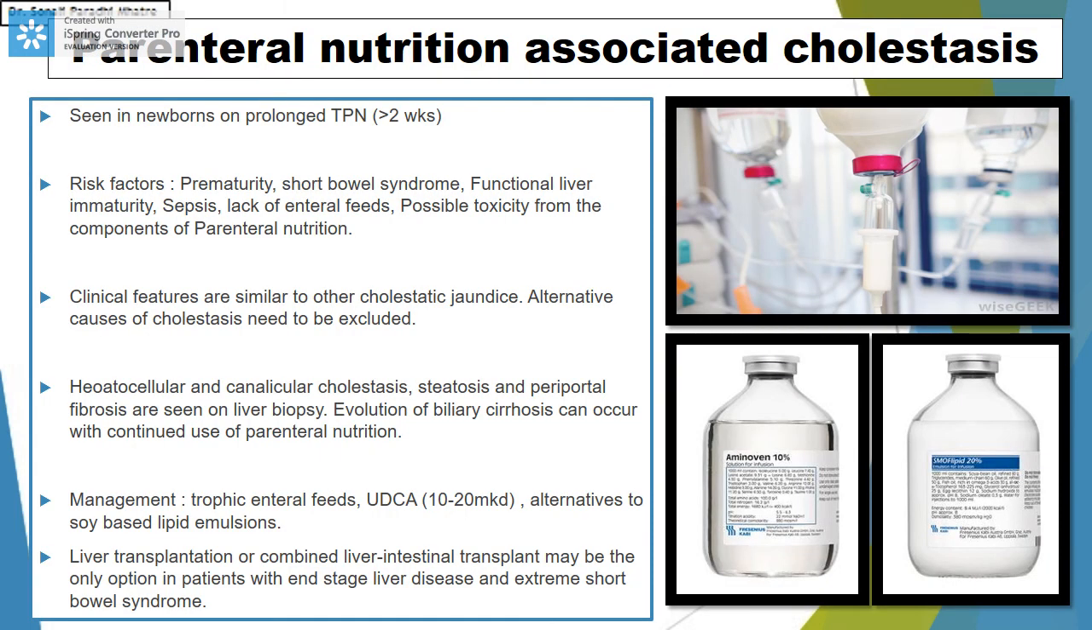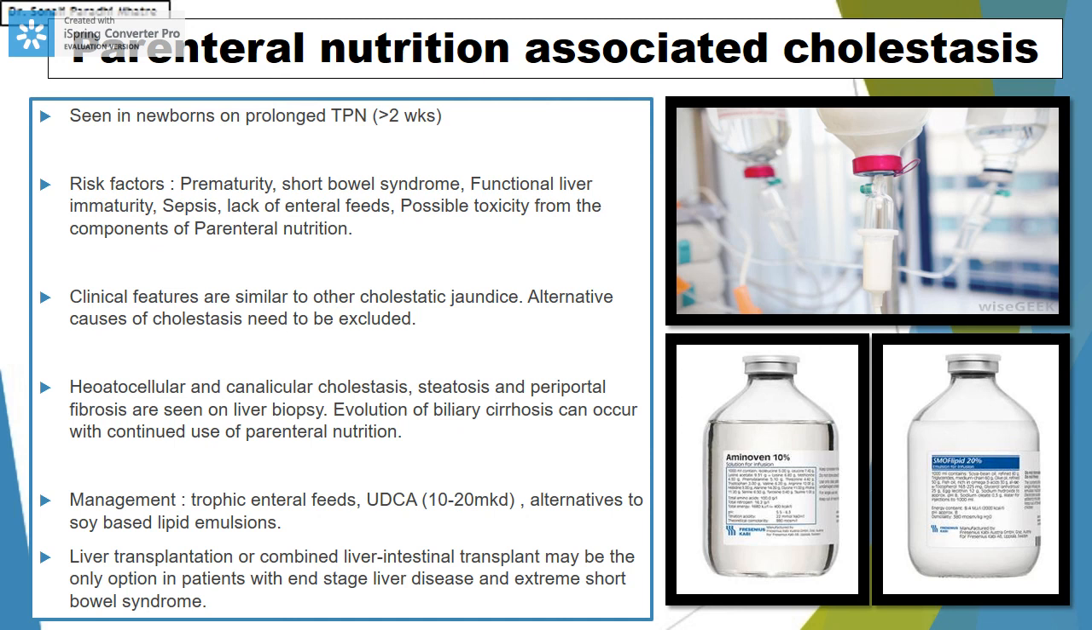Now, a few of the miscellaneous causes, in which we have parenteral nutrition associated cholestasis. This is seen in newborns who are on prolonged parenteral nutrition, that is more than 2 weeks. Risk factors include prematurity, short bowel syndrome, functional liver immaturity, sepsis, lack of enteral feeds, and possible toxicity from the components of parenteral nutrition. As you can see, most of these risk factors are in fact the risk factors for prolonged TPN. The clinical features are similar to the other cholestatic jaundice.